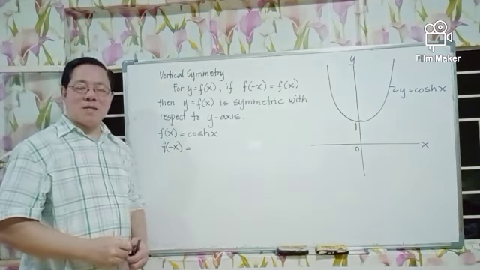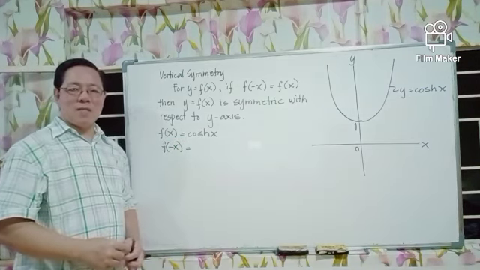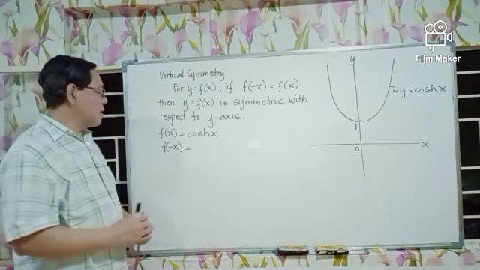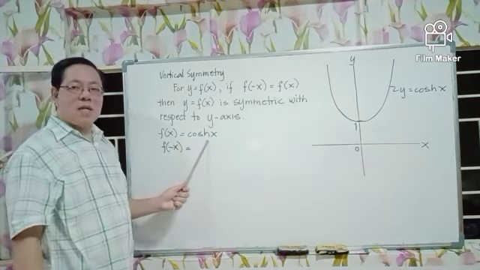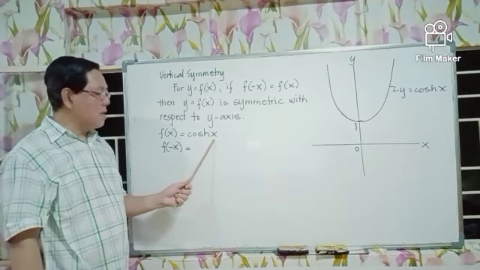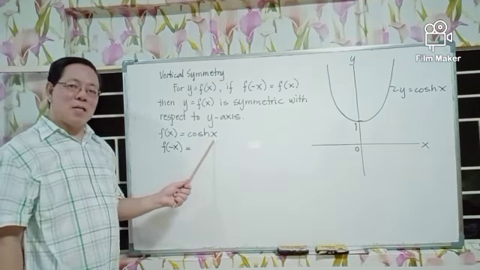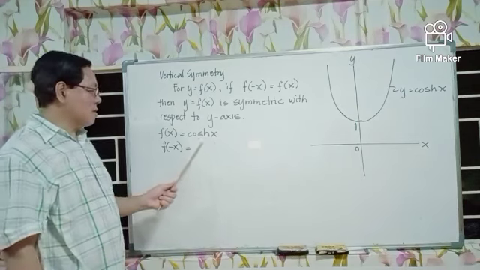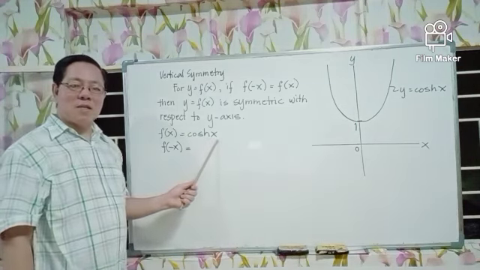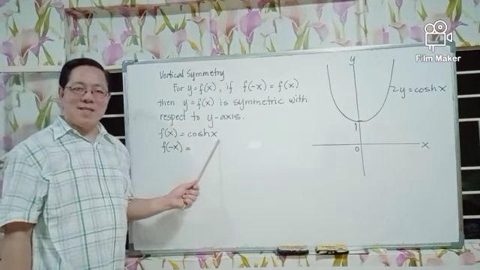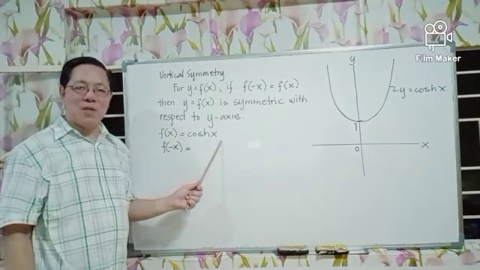f of minus x is obtained by replacing x with minus x in f of x equals hyperbolic cosine of x, which is defined in terms of the exponential functions e to the x and e to the minus x. Hyperbolic cosine of x equals e to the x plus e to the minus x all over 2.